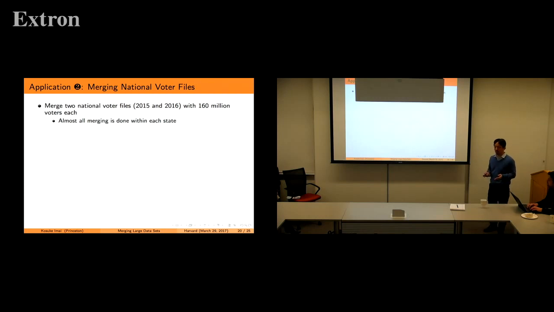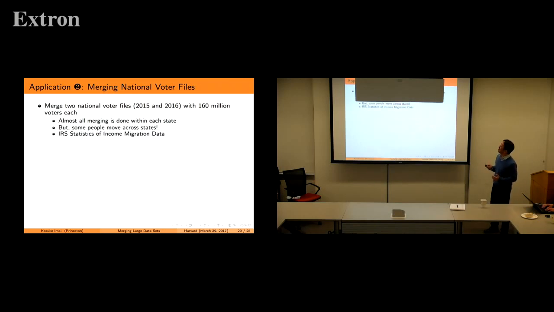That makes sense because most people won't move, so it's much easier. And also the voter files are collected state by state. So there's all sorts of little differences that are really annoying. And so doing the merges within the state makes sense usually. But some people move across states, like I did, well, just once.